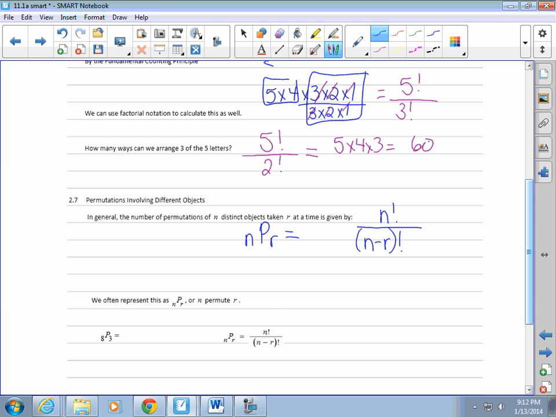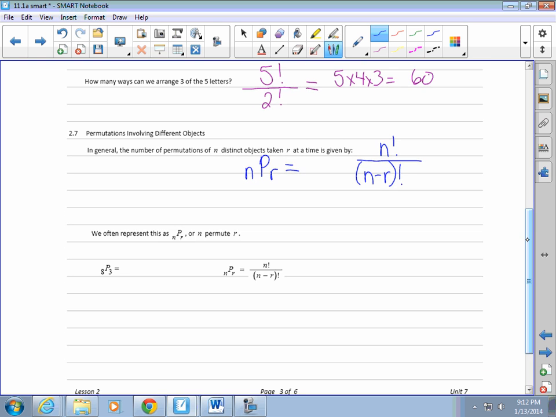So if I have 8P3, using my nPr formula, that would mean this is my n value, this is my r value. So I would have 8 factorial over 8 minus 3 factorial. So that's the same as 8 factorial over 5 factorial. So if you were writing that out, that would be 8 times 7 times 6, because your 5 times 4 times 3 times 2 times 1 would have canceled out with the bottom. So that equals 336.